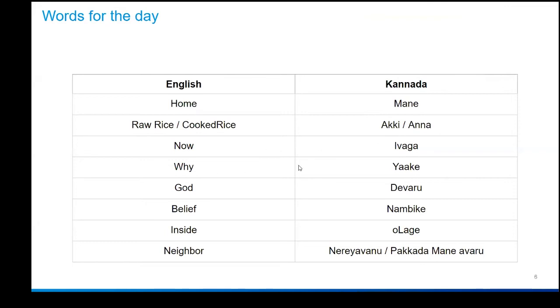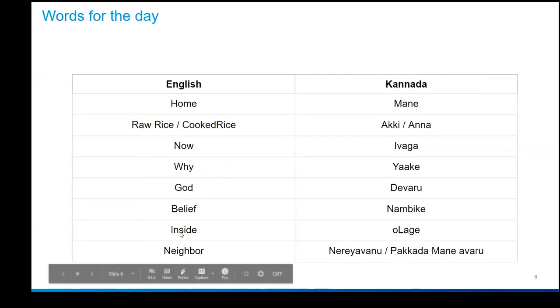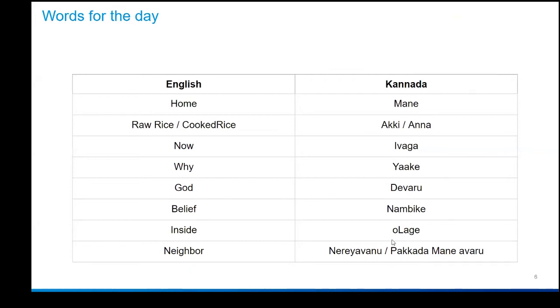So now is Ivaga. We'll use these sentences. Why is Yake. We've used that in a sentence. Now God is Devaru. Belief is Nambike. Inside is, again, you see a capital L. It is Olage. There's a flip of your tongue. If you want to say come inside, you would say Olage Banni. Now, a lot of times you want to say please come inside. So then you would say Dayavittu Olage Banni, like please come inside.